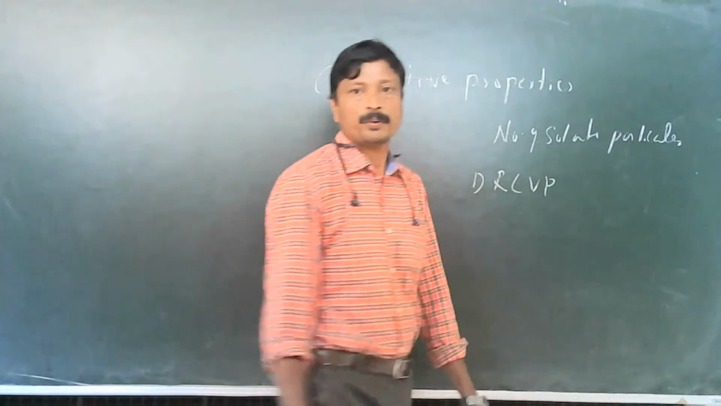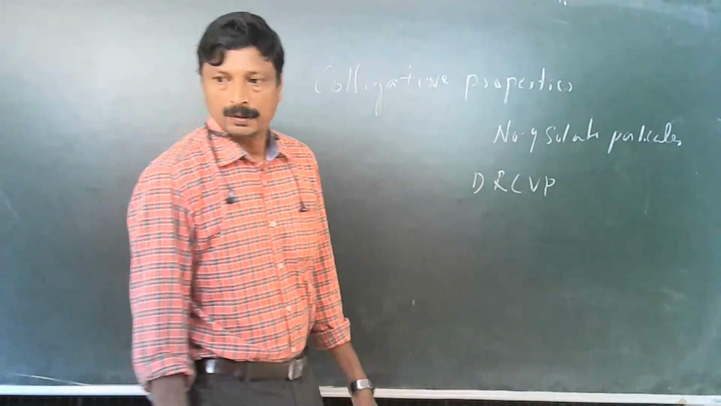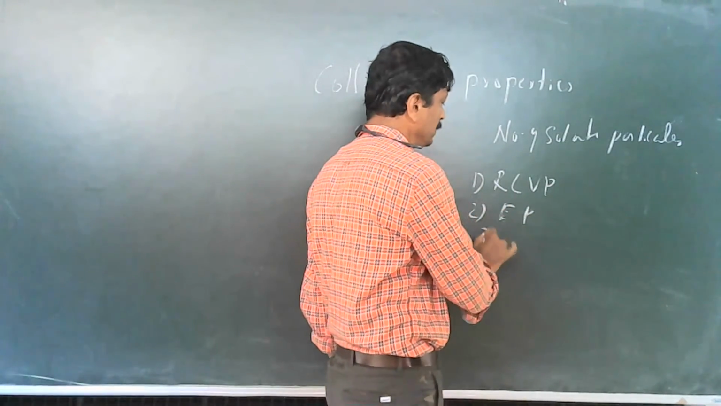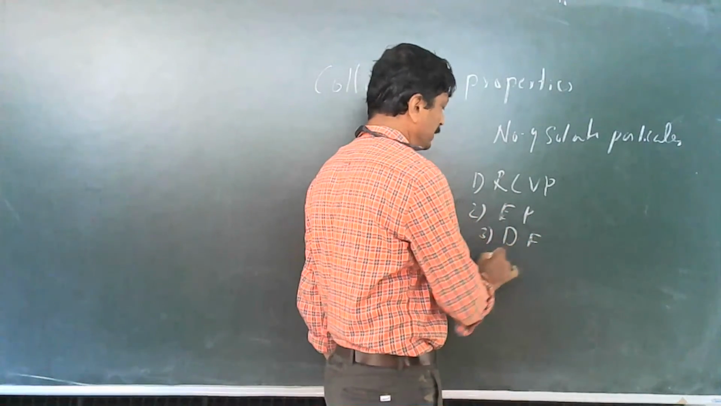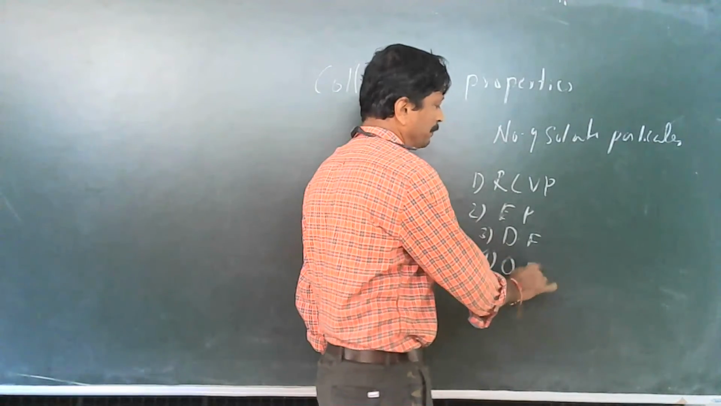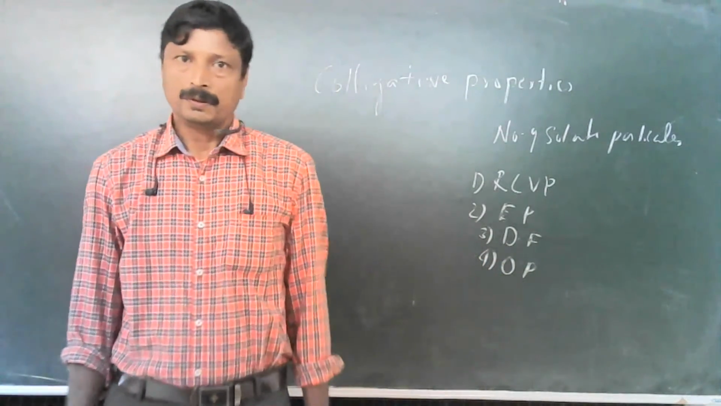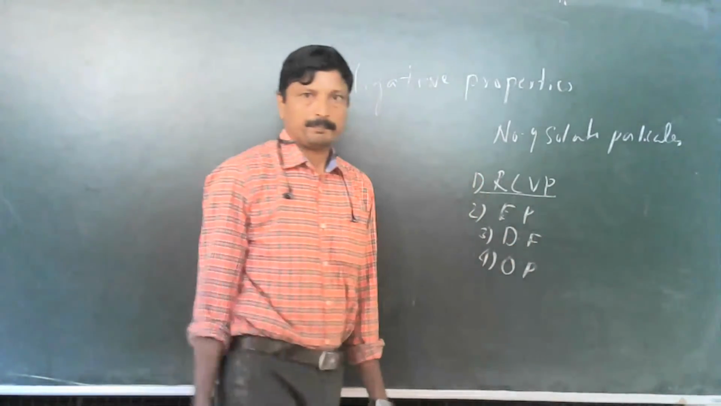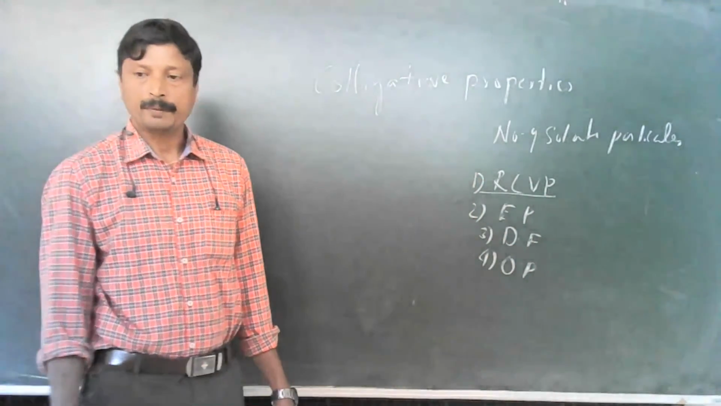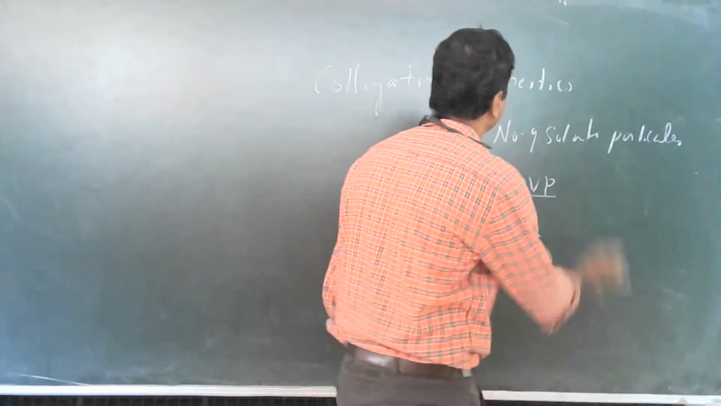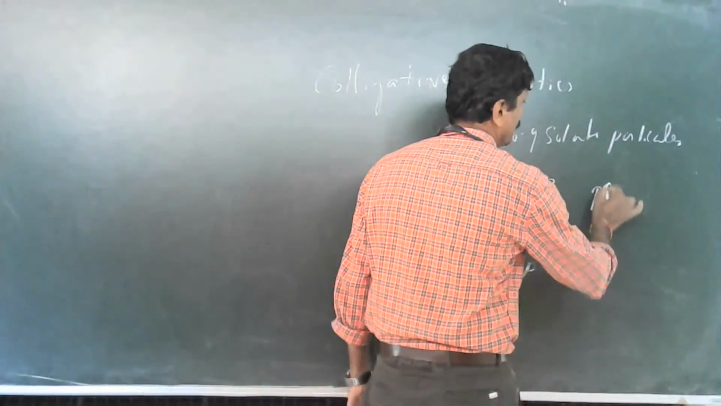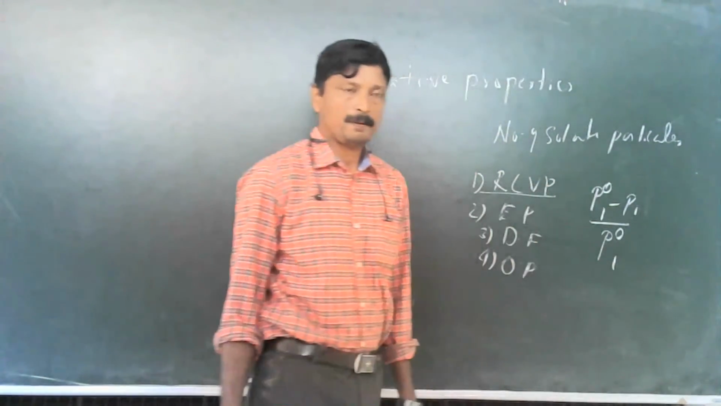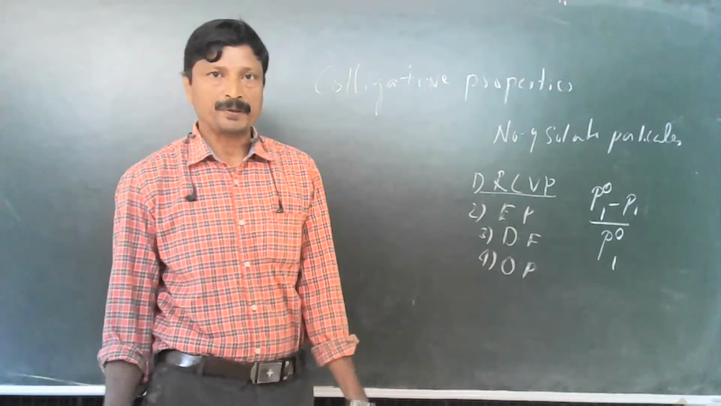RLVP, relative lowering of vapor pressure. The second one is elevation in boiling point, then depression in freezing point. The fourth one is osmotic pressure. Out of that, we have discussed the RLVP. What is relative lowering of vapor pressure? P0₁ minus P₁ divided by P0₁. This is the relative lowering of vapor pressure.